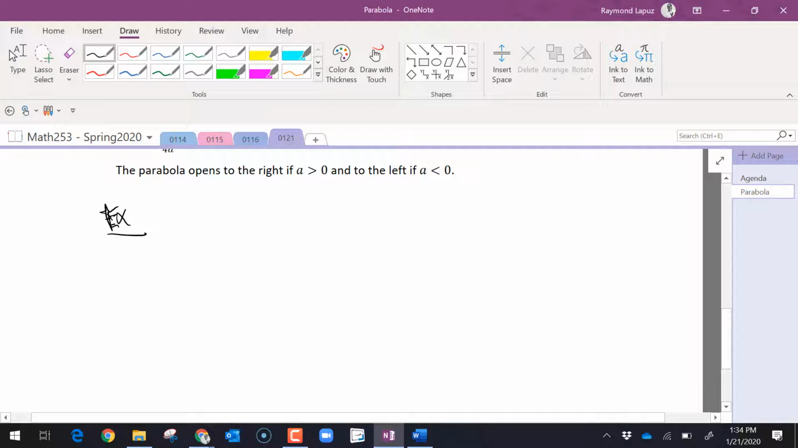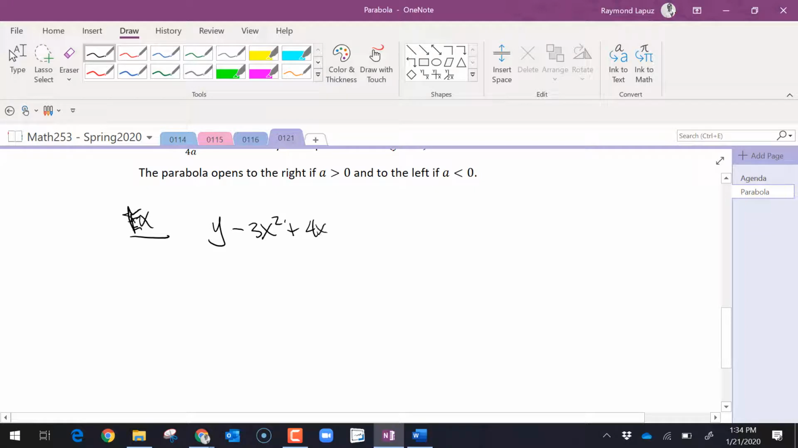Let's see. Let's go y minus 3x squared plus 4x equals 10. Nah, yeah, well, 10 feels like it's too big. Let's go 5. 5 is probably too big too, but all right.